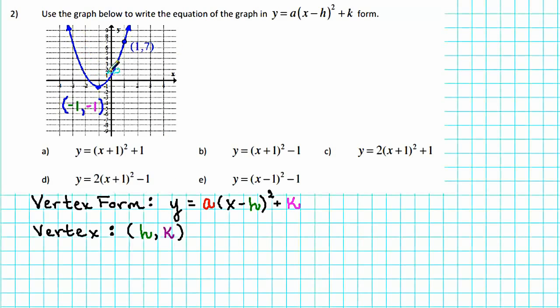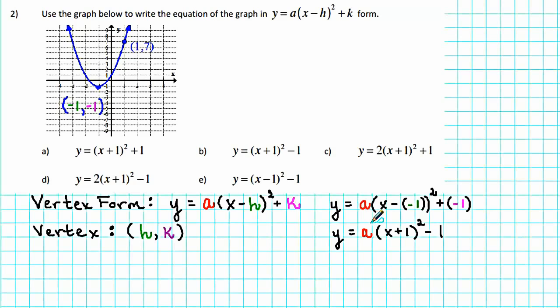Since the parabola opens upward, the vertex is the lowest point, which in this case is -1, -1. So h is -1 and k is also -1. Substitute these values into the vertex form. We get y is equal to a times the square of x minus -1 plus -1. Now simplify. We get y is equal to a times the square of x plus 1 minus 1.